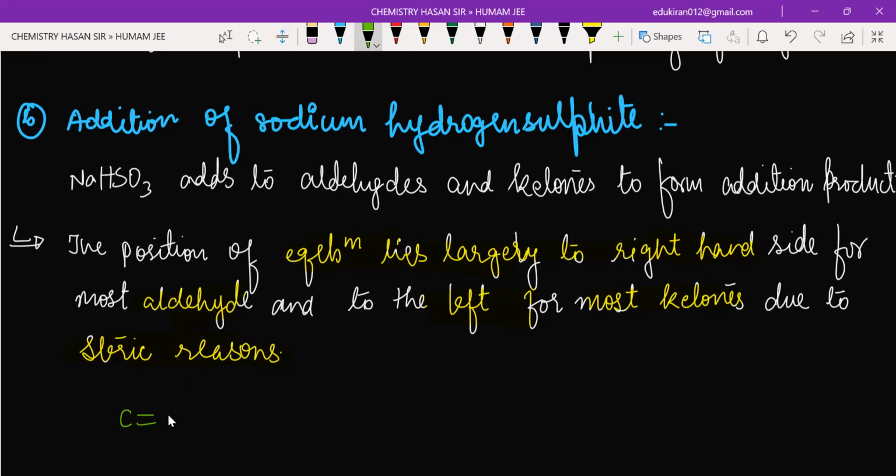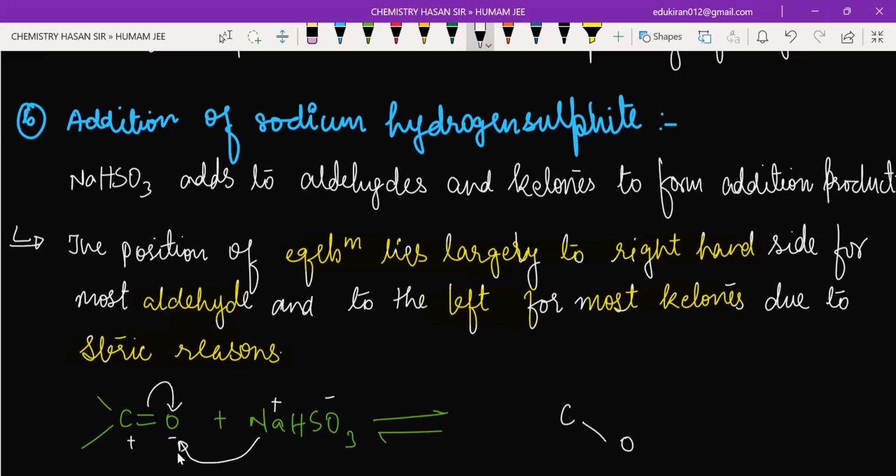Okay. So this is your carbonyl compound, aldehyde or ketone. Now you are going to react this with NaHSO3. So see what will happen. You know that this will be like this. So there will be negative charge, there will be positive charge. The positive carbon will go with negative, and the negative oxygen will go with positive. So ONa will come here, and this SO3 I'm going to write as OSO2H.